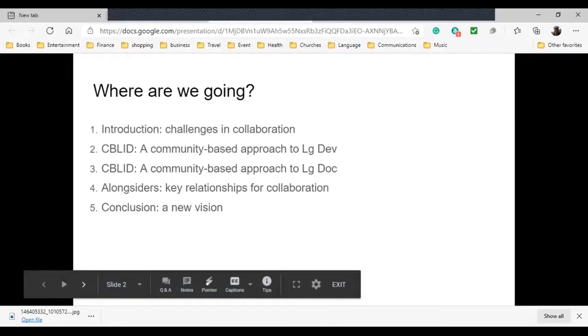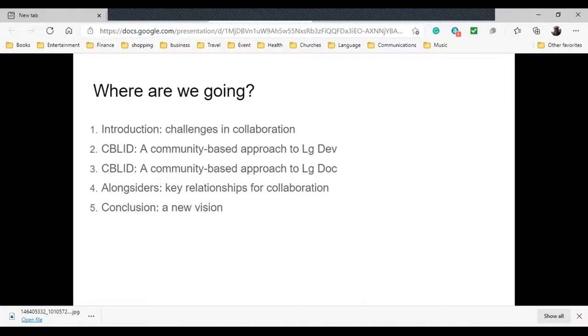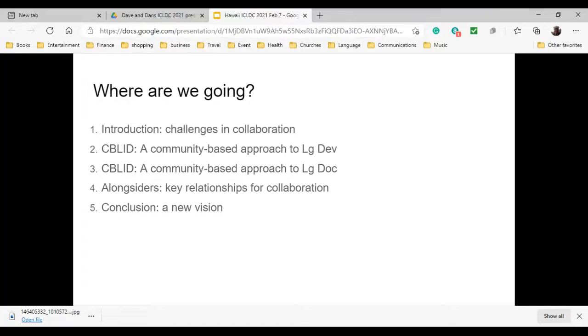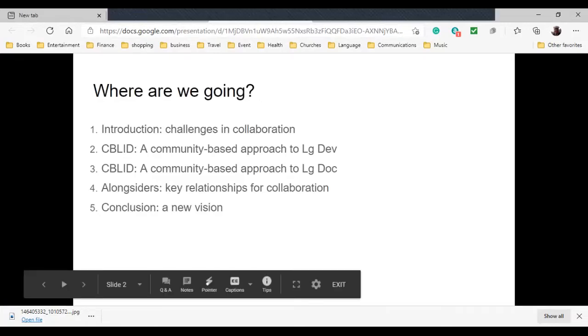The parts of this presentation are: introduction, talking about the challenges we face in collaboration, and then introducing a community-based approach, both to language development, and then a community-based approach to language documentation. Then the idea of key relationships to have better collaboration, using the idea of an alongsider. And then just a conclusion.